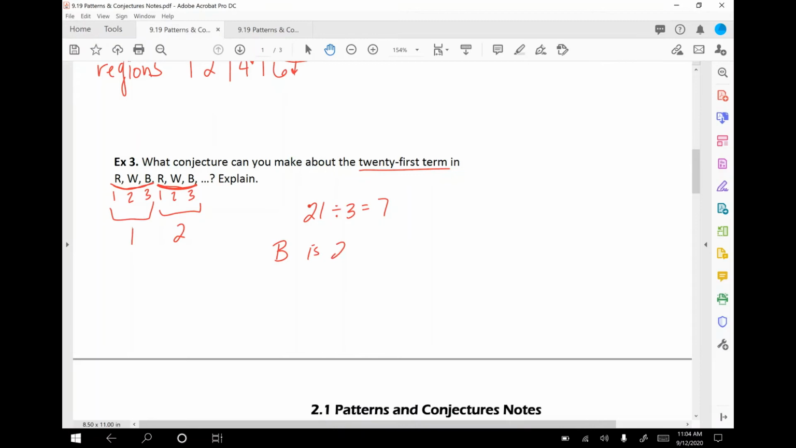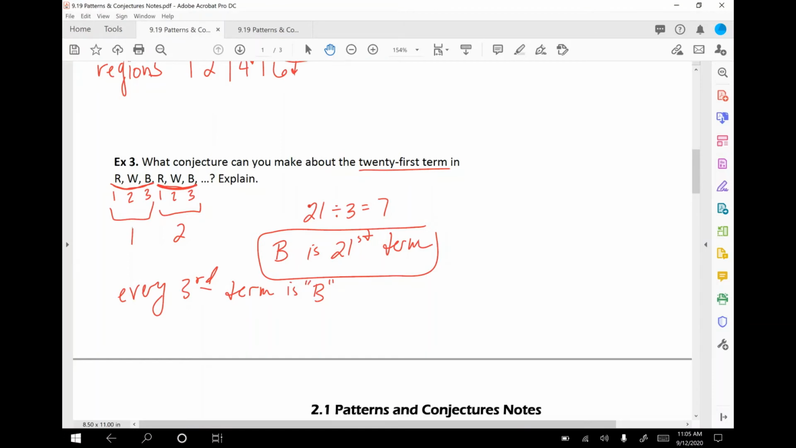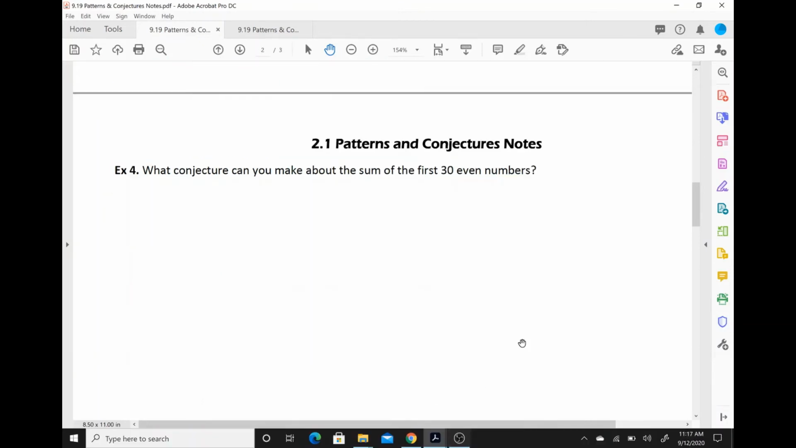So B is the 21st term, because every third term is the letter B. You have to look at the term number they are giving you, and look at the pattern that you have and try to see if there's any common multiple there. I saw 21 is divisible by 3. So that's how I worked that out.